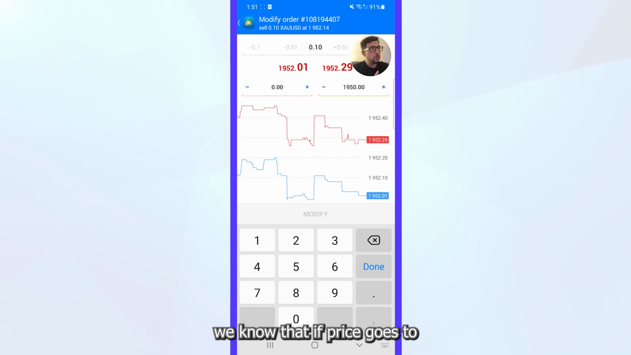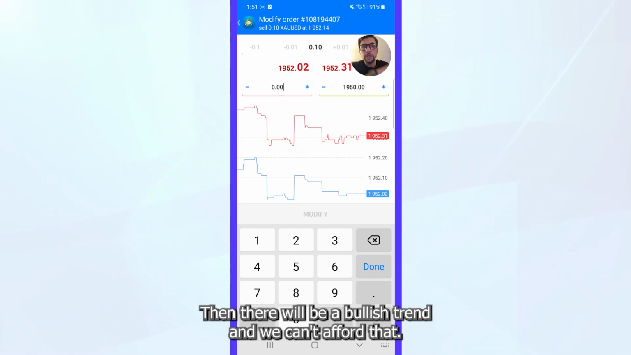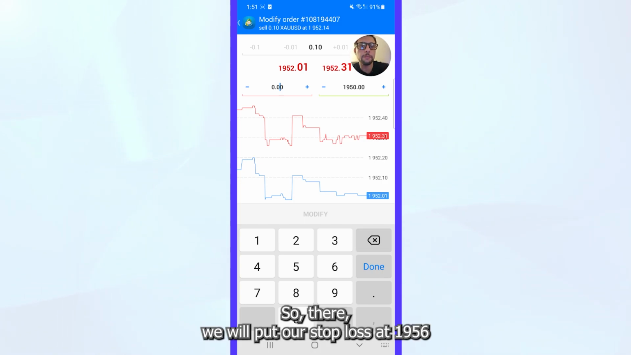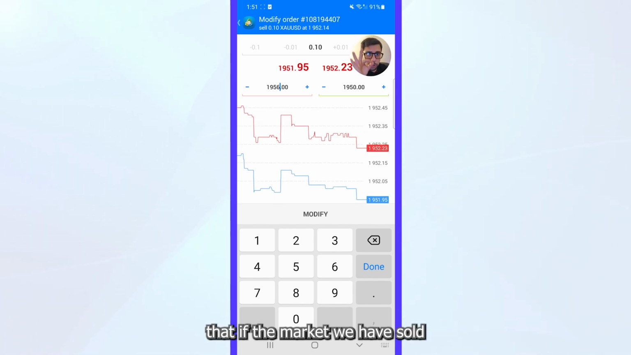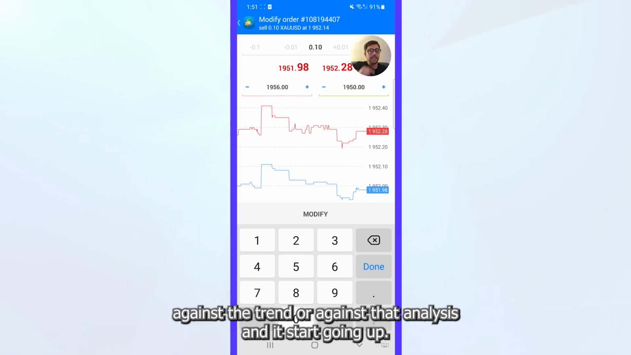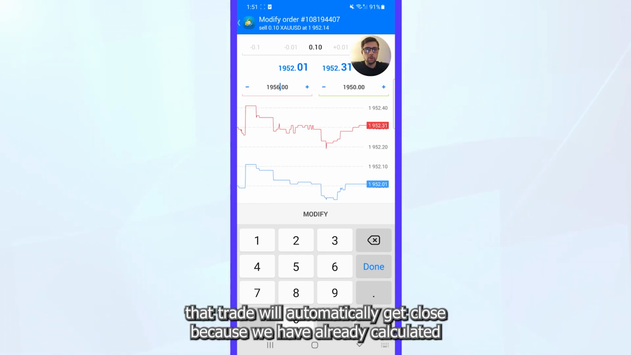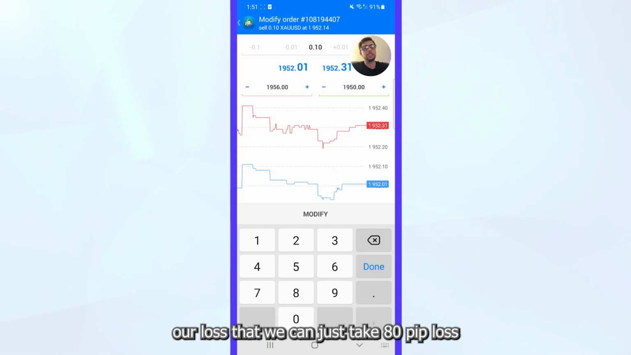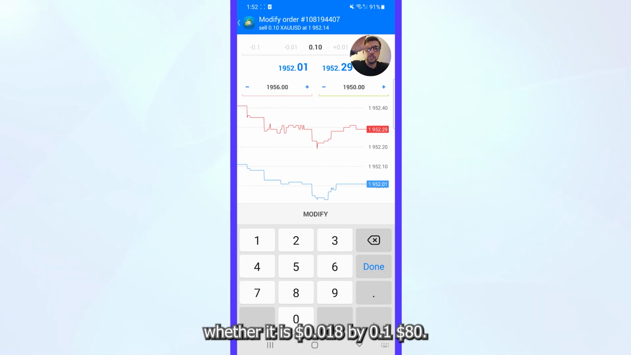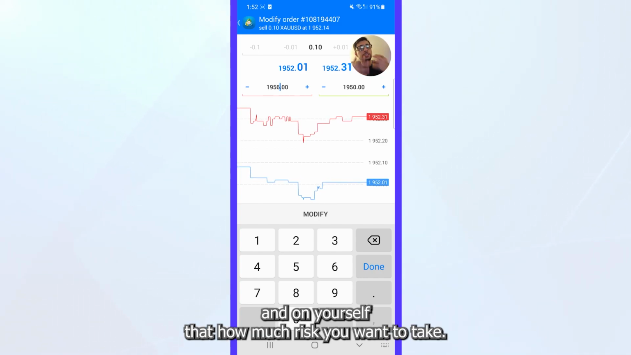Or we know that if price goes to 1958, then there will be buyers in the market, then there will be a bullish trend, and we can't afford that. So there we will put our stop loss at 1956. We have sold at 1952, and if the market goes against our direction, against the trend or against our analysis, and starts going up, then after reaching 1956 the trade will automatically get closed, because we have already calculated that we can only take an 80 pip loss, whether it is $0.018 or $0.180. It depends on your account size and on yourself, how much risk you want to take.